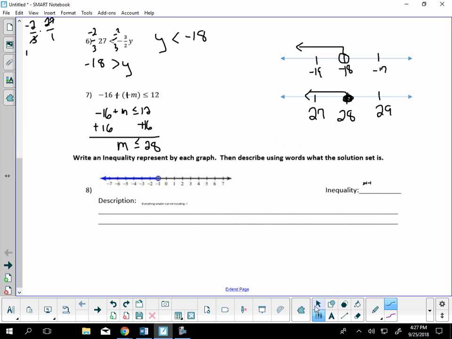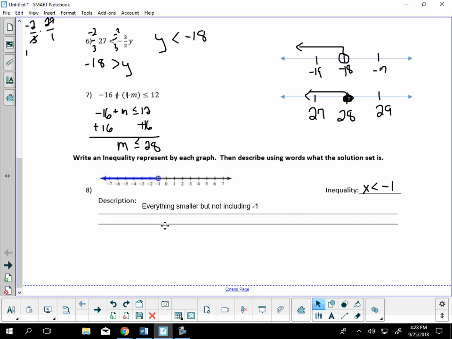All right, on this one, I want to write an inequality. Well, it's everything smaller than negative 1, but not including negative 1. So my description: everything smaller, but not including negative 1. On a test, I'd be looking for the smaller, but I'd also be looking at whether or not negative 1 is included. If it were a filled in dot, then it would be including. It's an open dot, so it's not including.